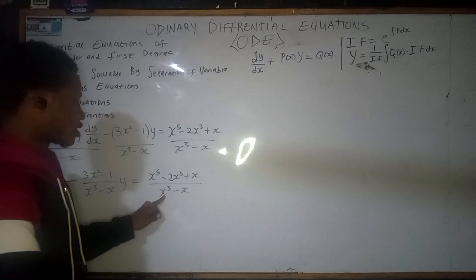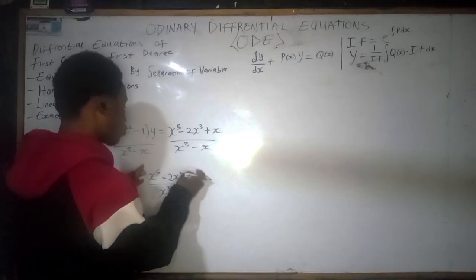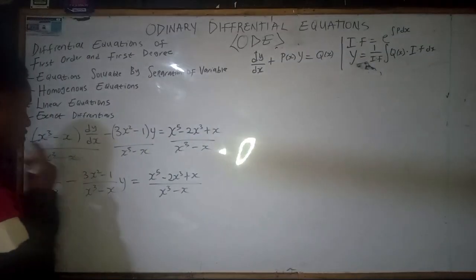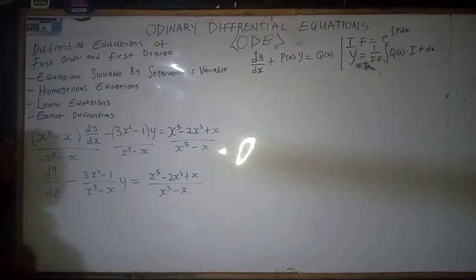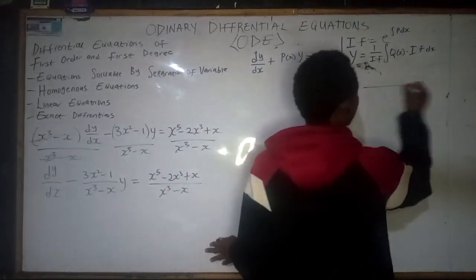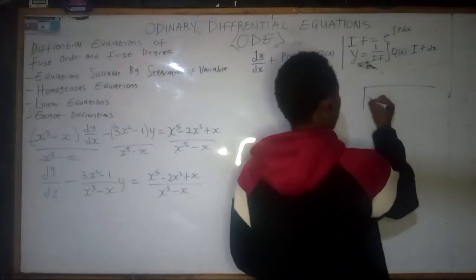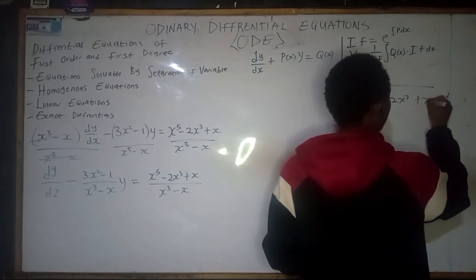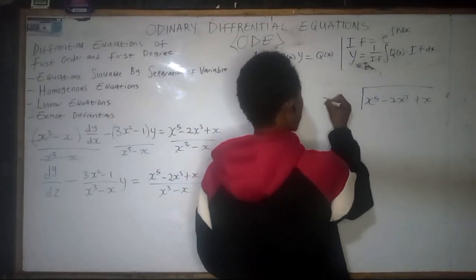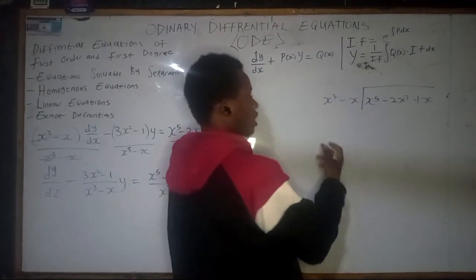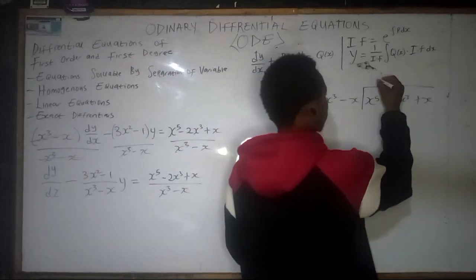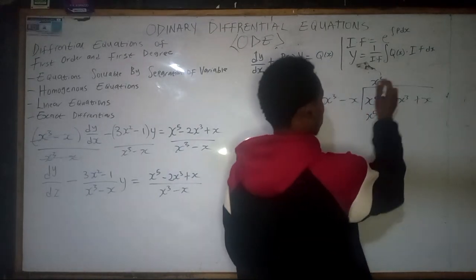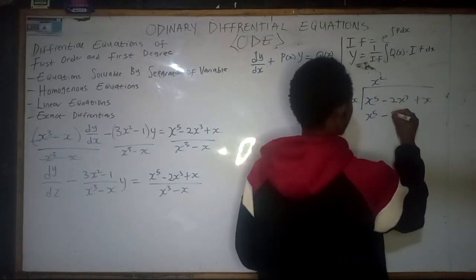So now, we have to check whether this can go into this, that is, whether this can be divided by this. So we are going to try to divide it to see. If we use this particular method, we have x raised to power 5 minus 2x cubed plus x. Now this should be divided by x cubed minus x, and let's check. We have x raised to power 5 divided by x cubed, we have x squared, and x squared multiplied by this, we have x raised to power 5, x squared multiplied by this, we have minus x cubed.